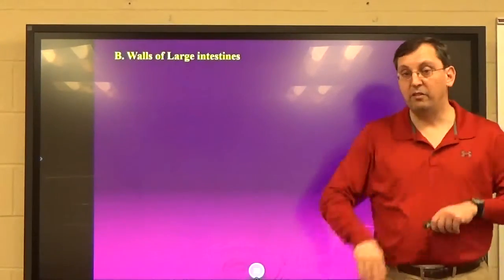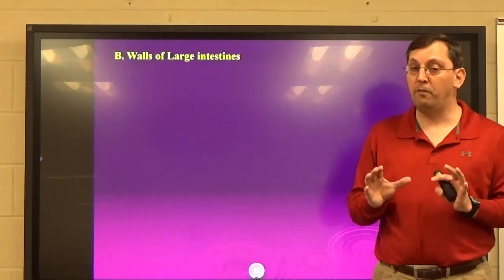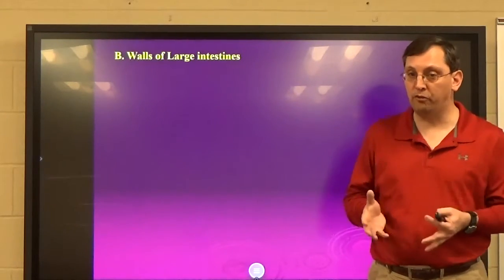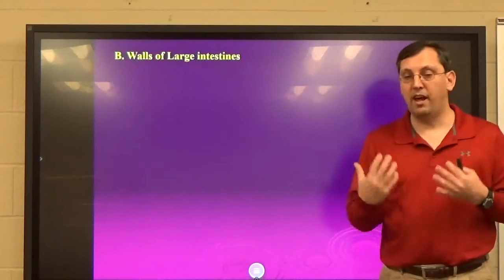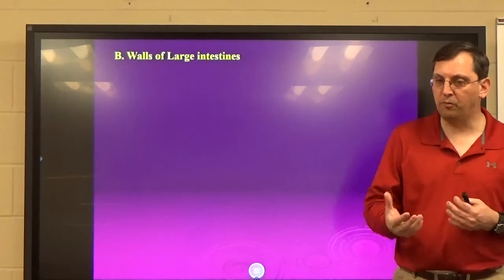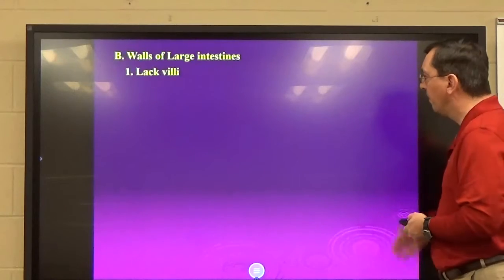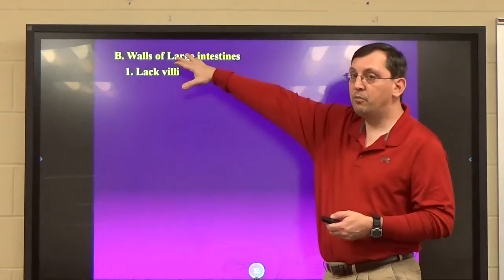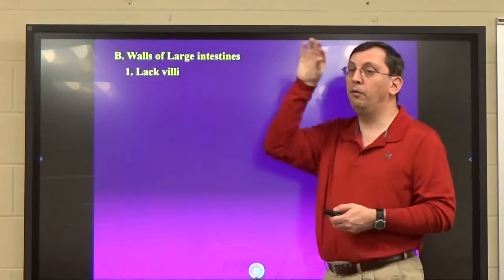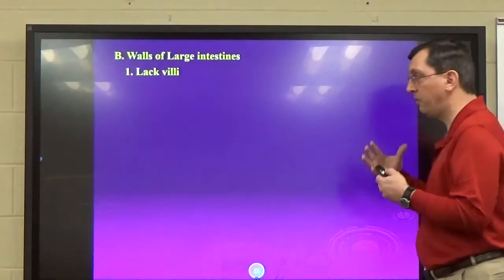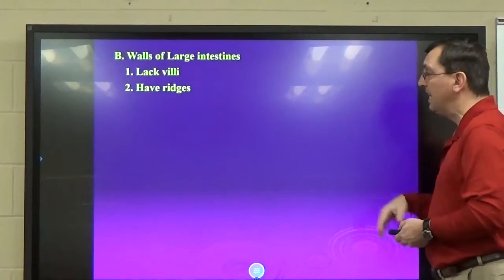The walls of the large intestine: small intestine, remember, has a lot of little small finger-like things. It's all about absorption. Large intestines, not about absorption. It does do some absorption, but it's primarily there to get things ready to leave the body. So it's going to lack villi. Smooth surface, roughly, from the standpoint of no little finger-like projections. Surface area is much smaller. It does have ridges.